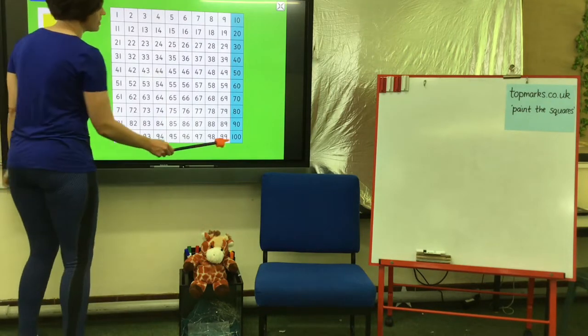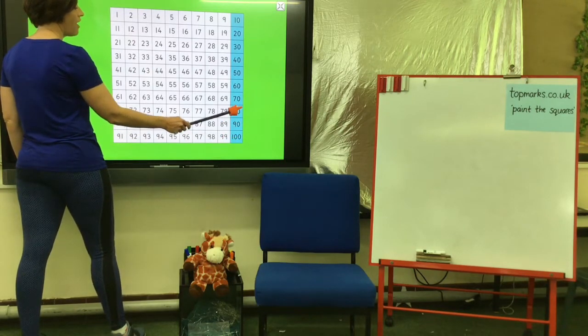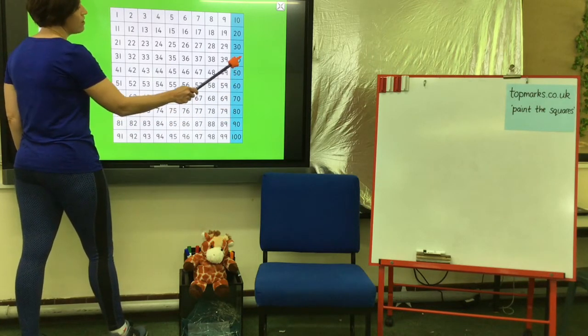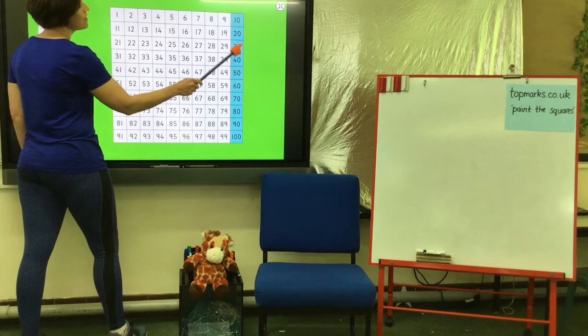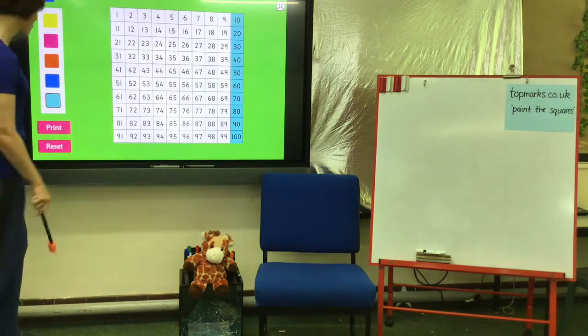Okay, now we're going to do the same again, but we're going to go backwards this time. So we're still counting our tens numbers, starting from 100. Ready? 100, 90, 80, 70, 60, 50, 40, 30, 20, 10, 0. Good job, well done.